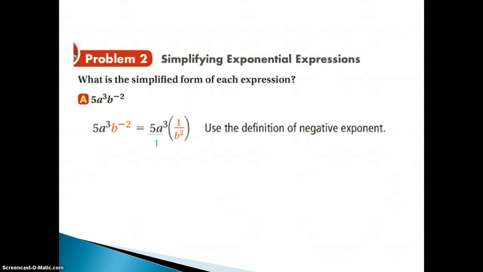Now, if I write the first number, 5 times a to the third power, as a fraction over 1, I now can multiply those two fractions together, which would give me 5 times a to the third power times 1 would be 5 times a to the third power. And if I look at the denominators, 1 times b squared is just b squared, and so there I have it. It's simplified. I just needed to take that negative exponent and make it positive, and I can do that by moving it down in the denominator or moving it downstairs.